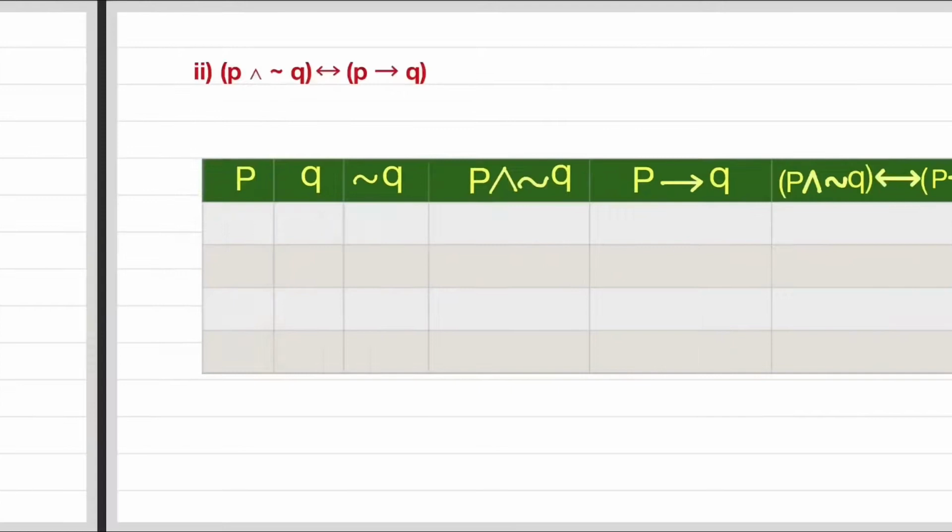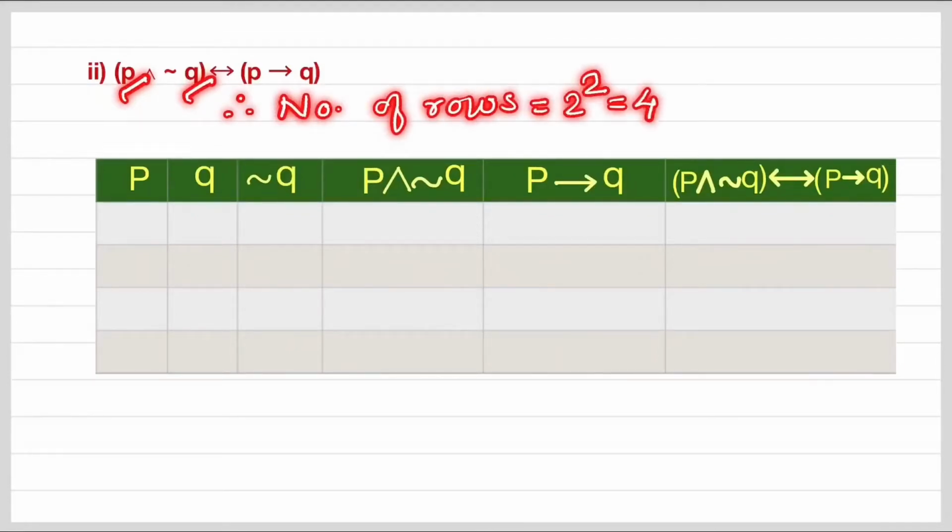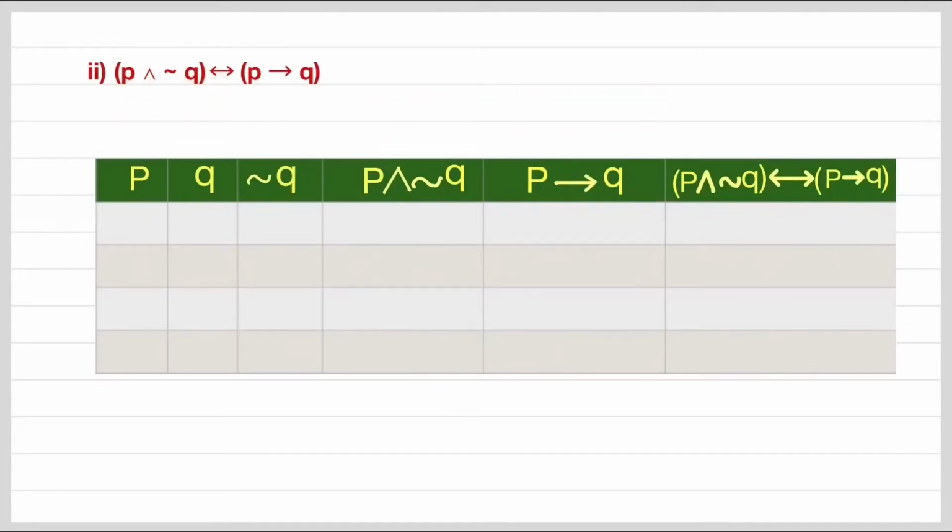Next, second example, P and negation of Q double implies P implies Q. Here again 2 statements. Therefore, number of rows is equal to 2 raised to number of statements, that is 2 raised to 2 is equal to 4. And how many logical connectives? Here 4 logical connectives, therefore number of columns 2 plus 4 is equal to 6. 6 columns and 4 rows.